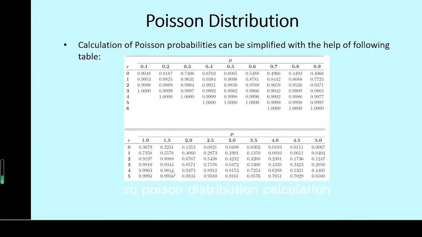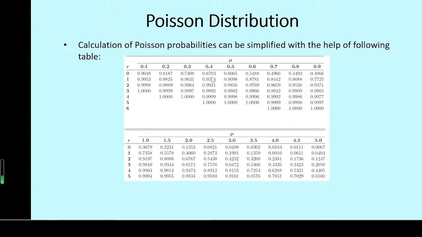The Poisson distribution can also be calculated from a table if you want to calculate manually. This is called the Poisson cumulative probability. So what does this mean? Here mu is lambda t, right? For the time interval, for example, mu equals 0.5. We just check r, which is x.